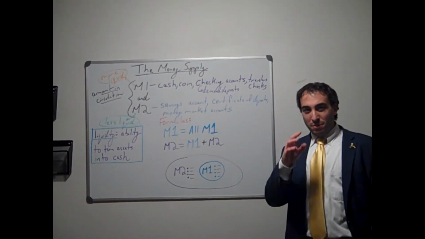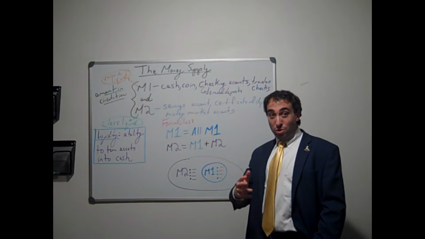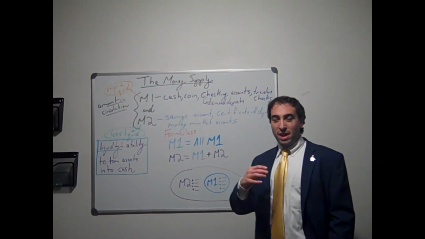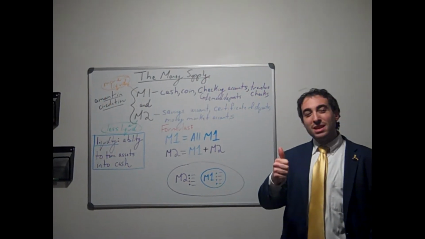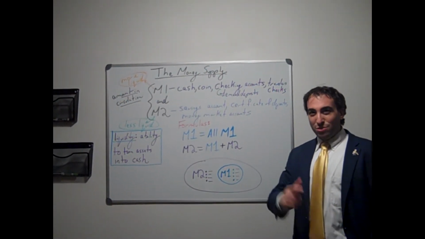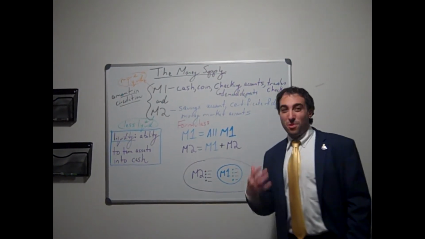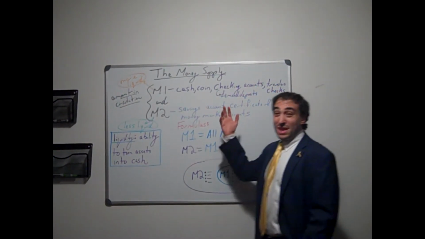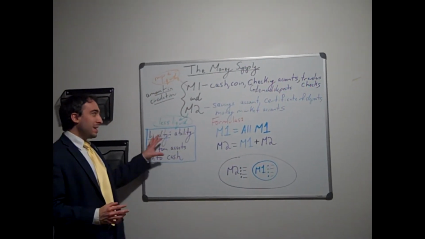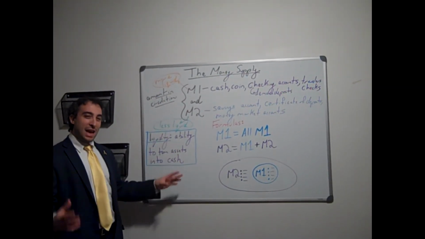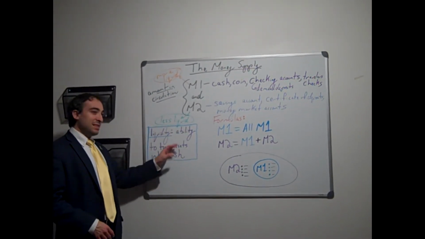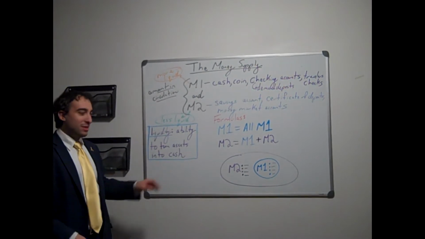Because money can be stored in different forms, the Federal Reserve has to break the storage of that money and the unit of account of that money down into two different formulas, or categories, based on the liquidity of each category. And liquidity means the ability to turn assets into cash.